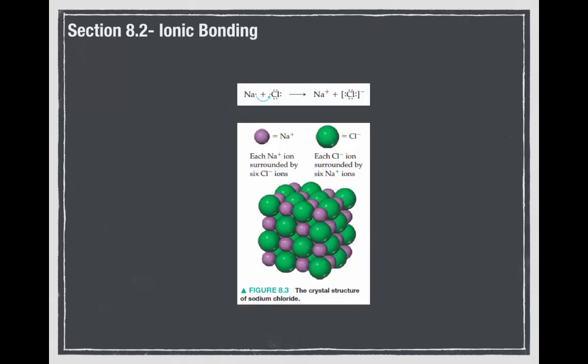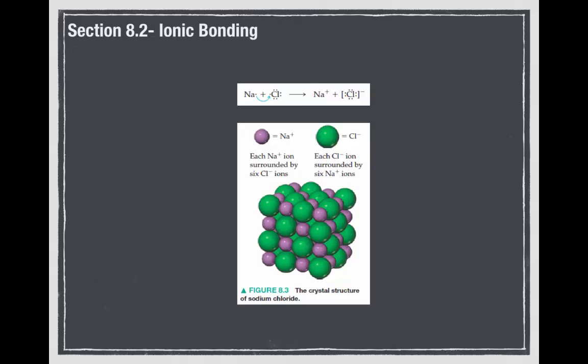Now, unlike covalent bonding, which you will learn about in the next video, in ionic bonding you don't have 1 single sodium bound to 1 single chlorine. Instead, it creates a crystal structure, as you can see in this picture below. And so you have a sodium ion in purple, and it's going to be surrounded by 6 chlorine ions, and same thing with chlorine. This structure maximizes the interaction that positively charged sodium ions can have with negatively charged chlorine ions.